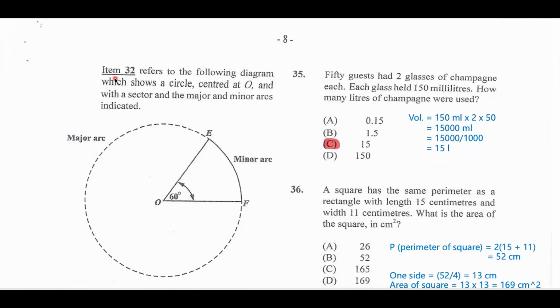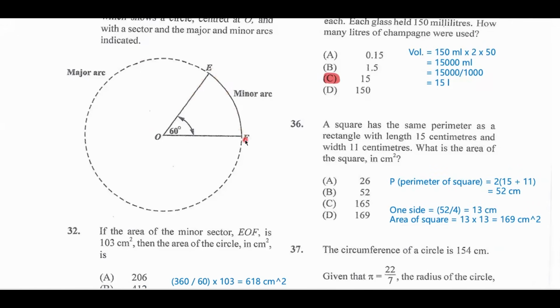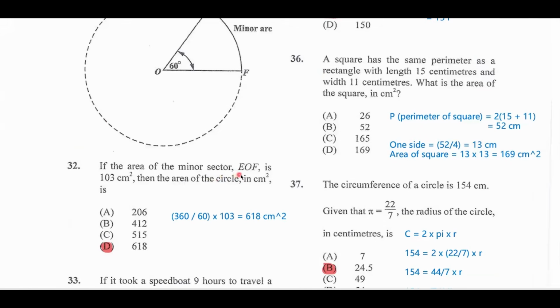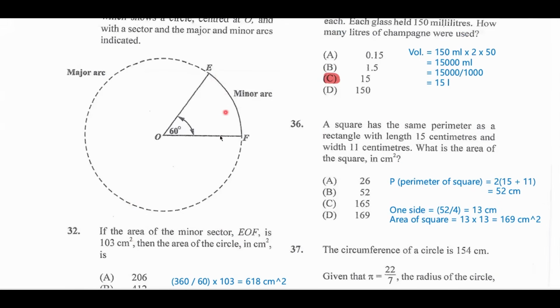32 refers to the following diagram. It shows a circle centered at O with a sector, and the major and minor arcs indicated. Minor arc EF, and the major arc dotted. If the area of the minor sector EOF is 103 cm squared, so that's the area of this sector, then the area of the circle in cm squared is what?